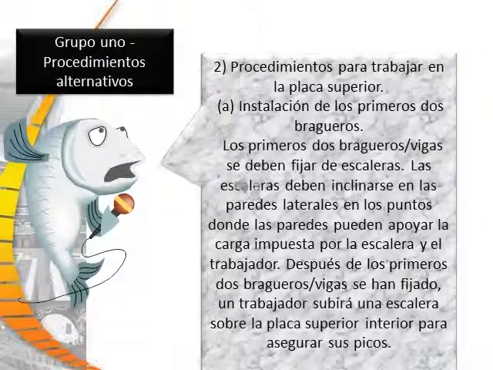Remember the procedures for working on the top plate. Installing the first two trusses and rafters must be set from ladders. The ladders must lean on side walls at points where the walls can support the load imposed by the ladder and the worker. After the first two trusses have been set, a worker will climb a ladder onto the interior of the top plate and secure their peaks.